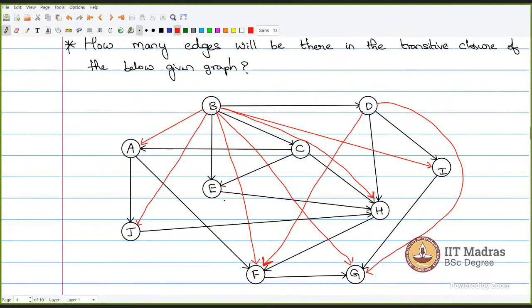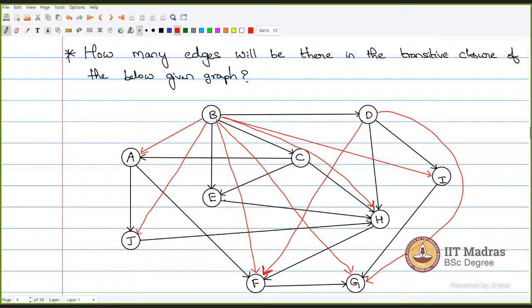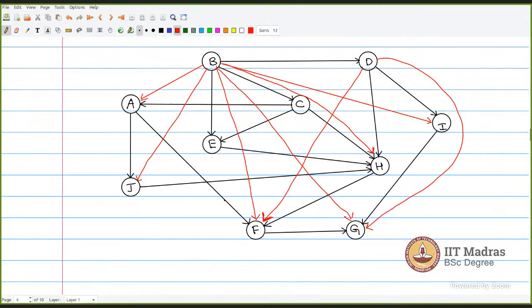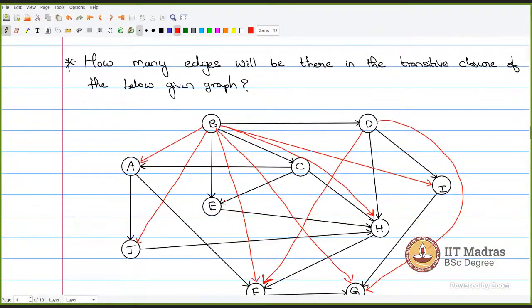I'm just explaining this visually. If I talk in machine language, I should bring this adjacency matrix, and I have to compute A squared to get the paths of length 2 and A cubed, which gives paths of length 3. Likewise, I will explain that also. So you have to add all the red edges. Once you are done, you count how many black plus red edges are there in this graph, and that is the answer for our question.